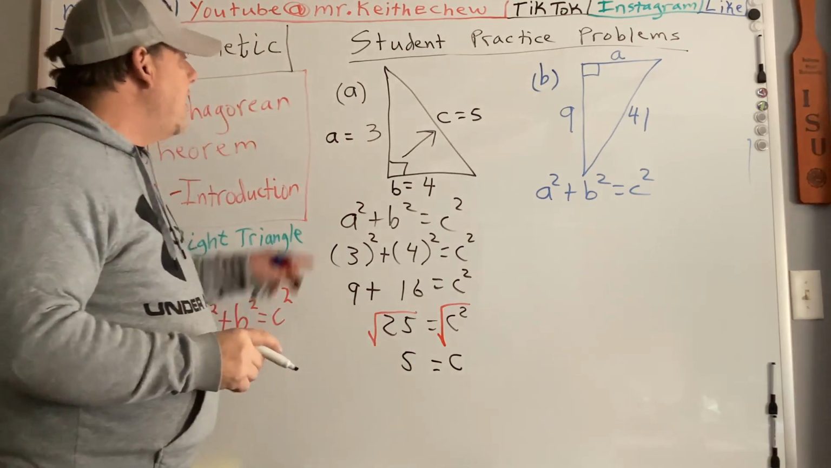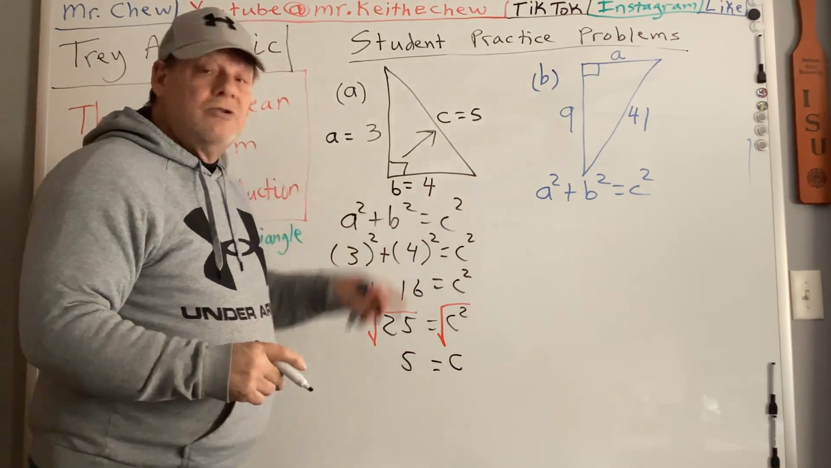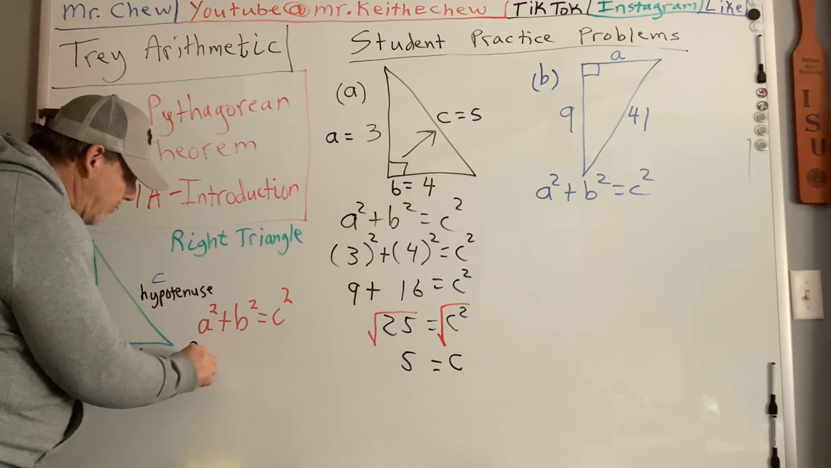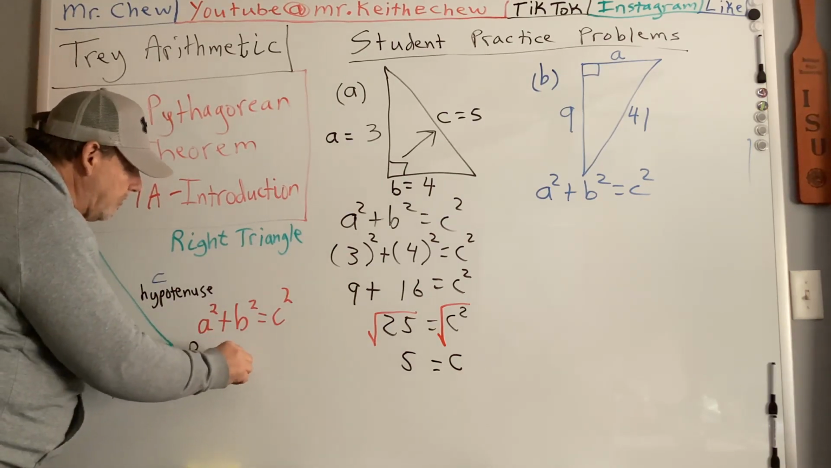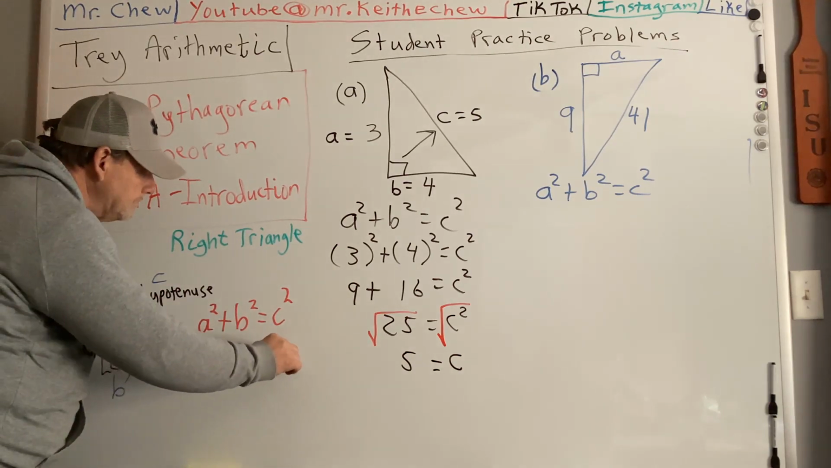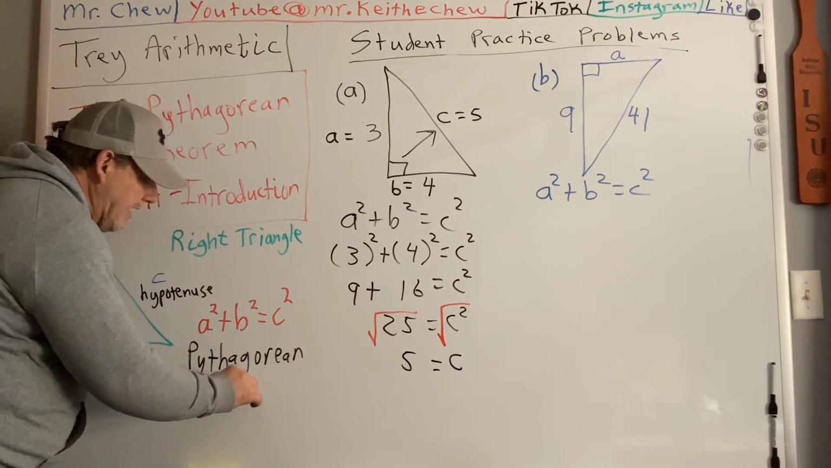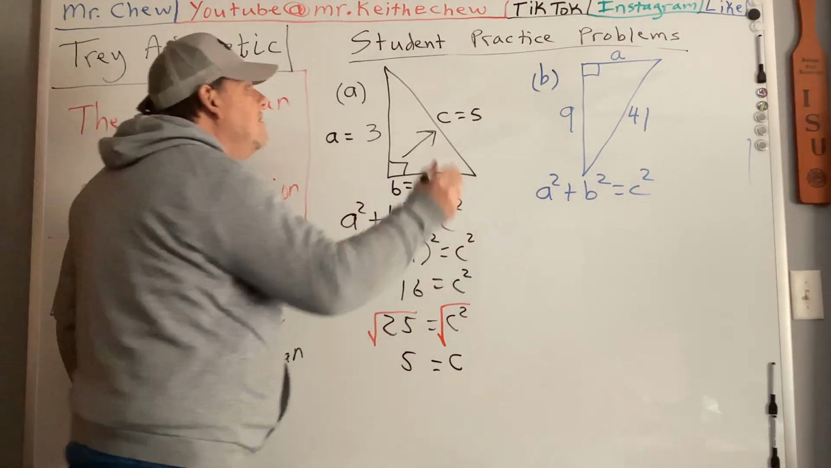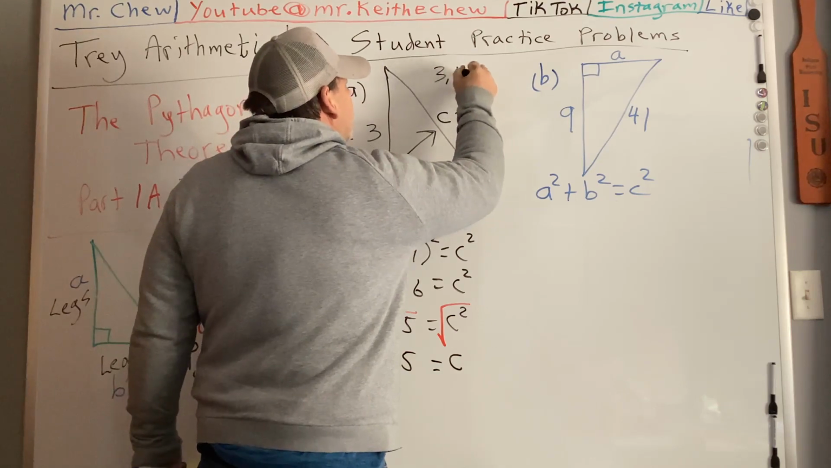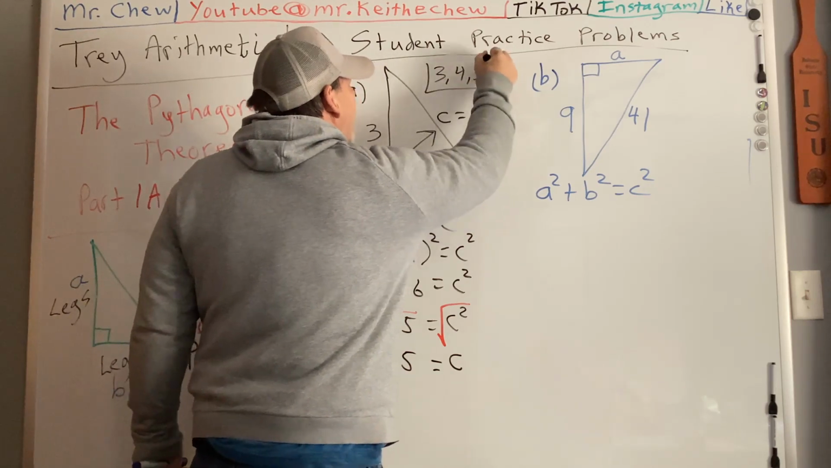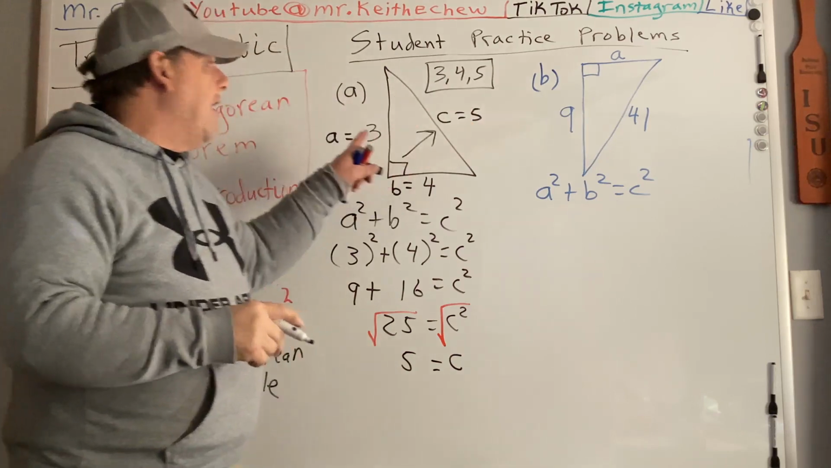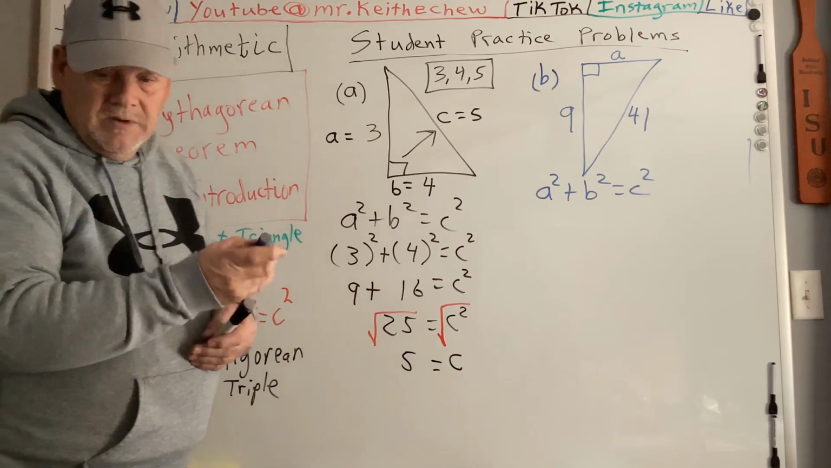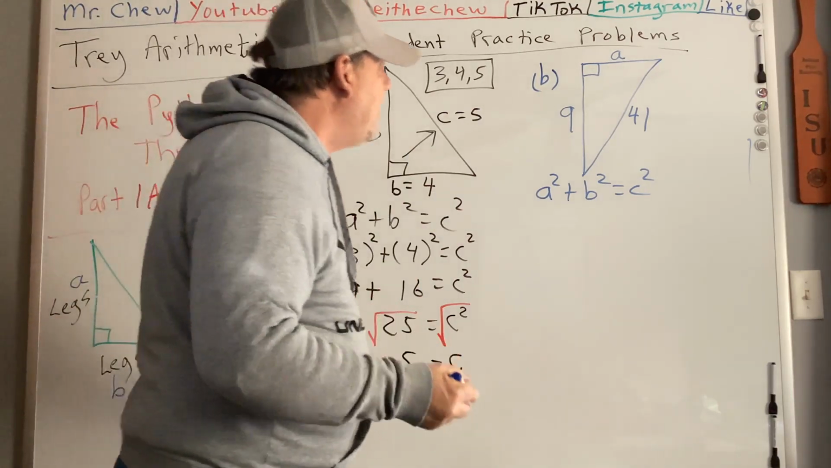Whenever all three numbers are integers on the lengths in a right triangle, we have a special group of numbers that are called a Pythagorean triple. We'll talk more about that in a future video, but until then, most books and curriculum would say I have a 3, 4, 5 right triangle because it's a Pythagorean triple. So now we look at problem B.